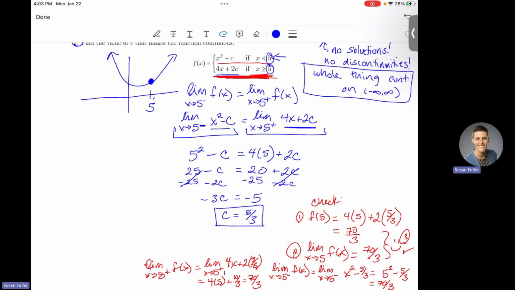You might see a piecewise function where you have more than one break. You would do the limit from the left and the limit from the right at each of your breaking points and make sure that you get the same c value.